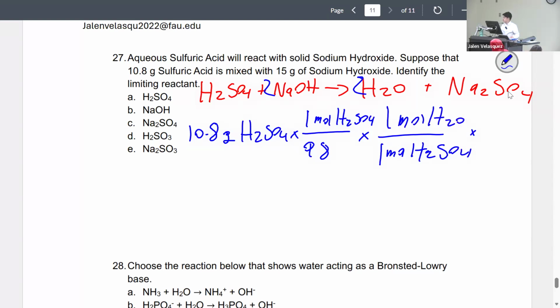And then to the grams of water. So with this amount of sulfuric acid, you're going to get 3.96 grams of water.